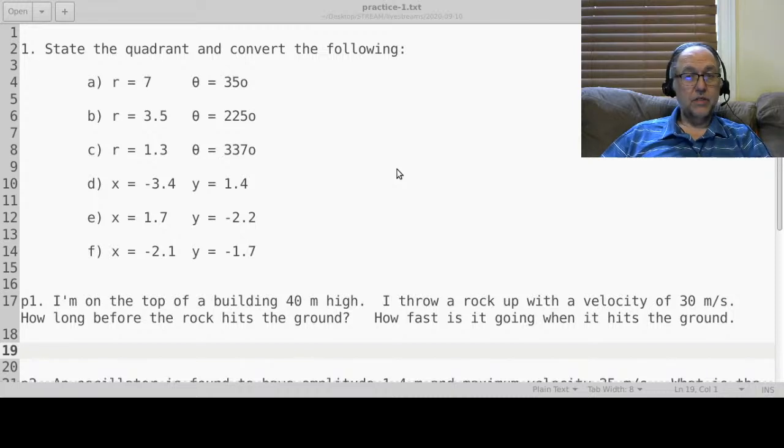Right now, what I really want to do is start looking at converting, because you're going to be converting so much that you want to make sure that you're able to do this in a blink of an eye, without having to think about it too much.